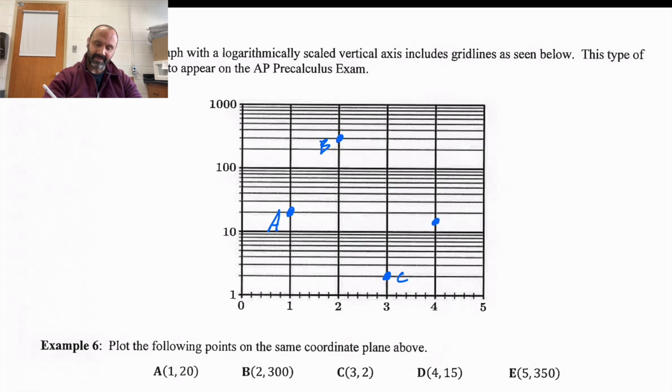And then 5 comma 350. Well, I've got 100 here, 200, 300. So 350 is going to be in between, about here. So I didn't label that D, and there's E.